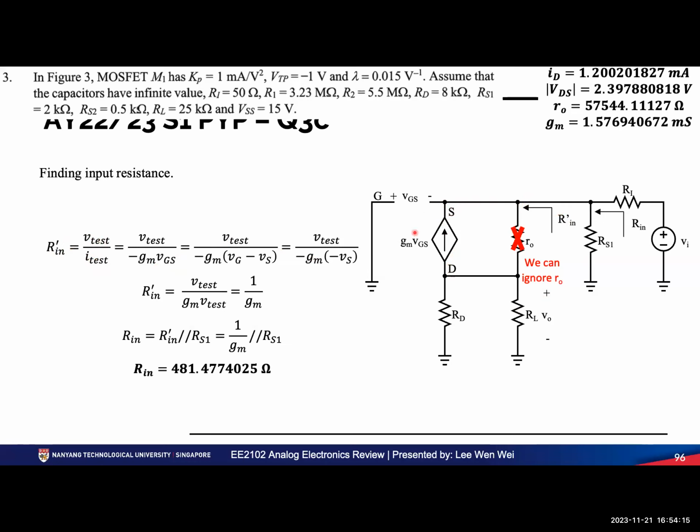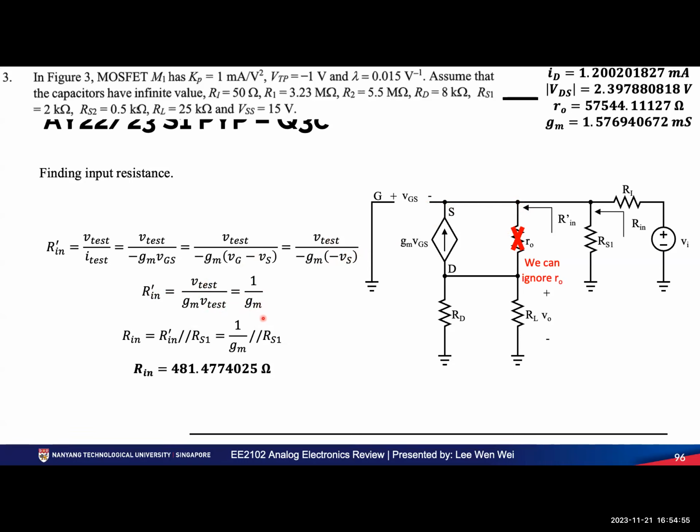We know the current has to be GM VGS. It's confirmed because there's only one path. But whatever the current produced, it must be negative because the current we're seeing is out. So it's negative GM VGS. And then we can separate it like that, because VG is 0. V test we can just set as 1 volt, for example, it doesn't really matter. But anyway, the negative VS will cancel out. Then VS is actually just V test. It's the same, so it can cancel out and become 1 over GM.